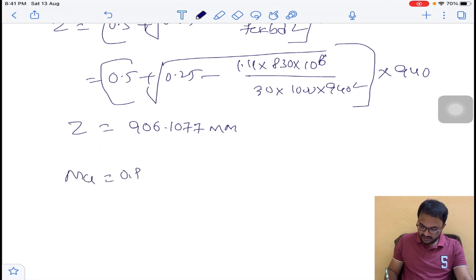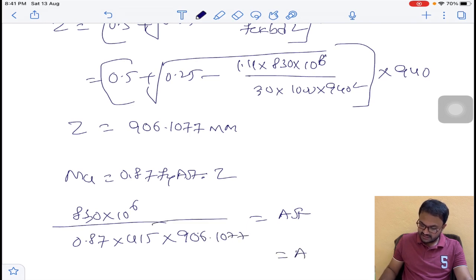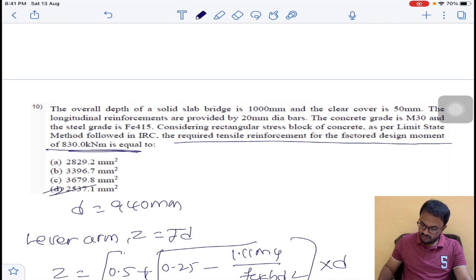And if you calculate Mu is 0.87 fy AST into Z. So Mu, he has given 830 kilonewton meter into 10 power 6. 0.87, fy as 415, and AST we need to calculate, and Z value we calculated as 906.1077. So AST you will get is 2537.0610 mm square. Clear? So option D for question number 10.